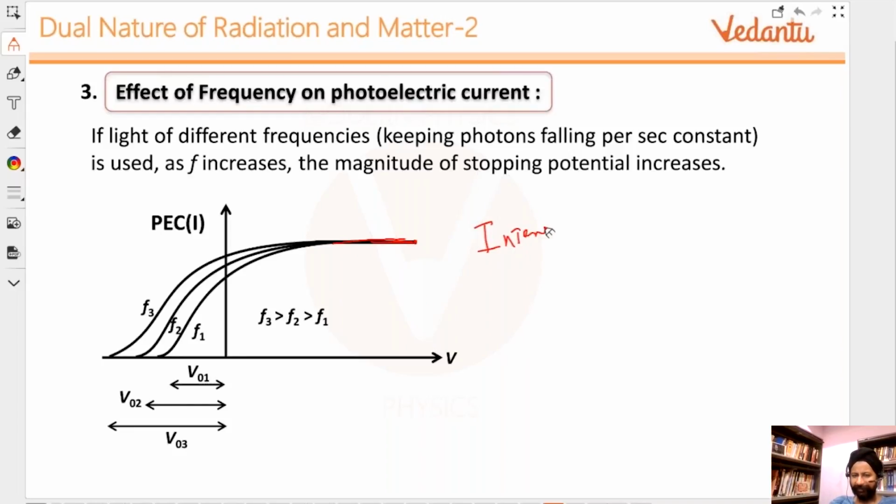Intensity is the same. Now, stopping potential only depends on frequency. Because you're changing the color of the light, stopping potential will change. More frequency needs more stopping potential, because it has more energy per photon, and that energy is transferred to the electron. These are the direct questions that come in the exam, and if you try to memorize, things will go wrong because they will twist it. There will be a little variation here and there. So try to understand what's going on here, please.